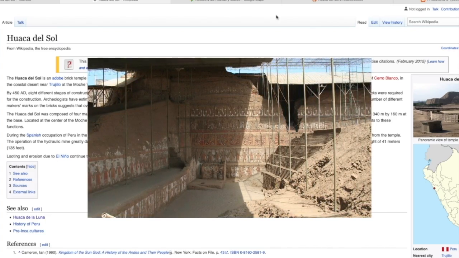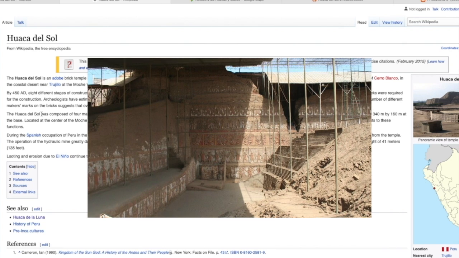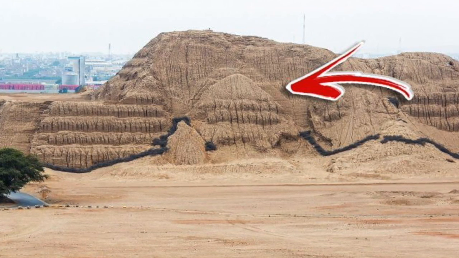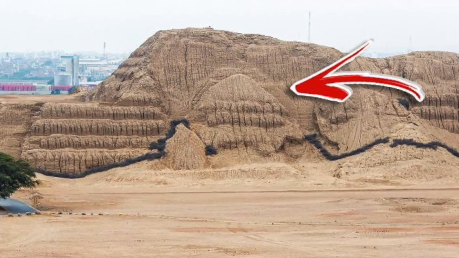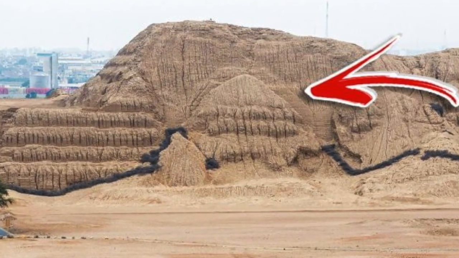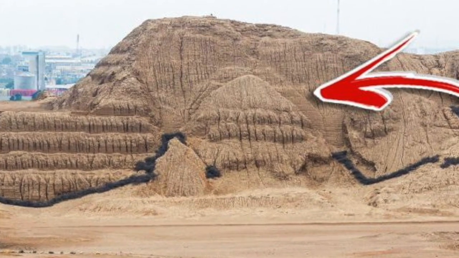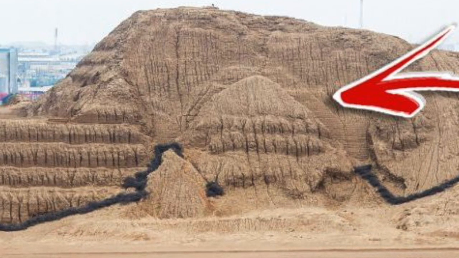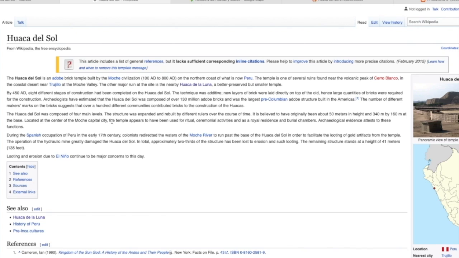They're very cute. The Huaca del Sol was composed of 4 main levels. The structure was expanded and rebuilt by different rulers over the course of time. It's believed to have originally been 50 meters high and about 340, give or take, at the base. Located at the center of the Moche capital city, the temple appears to have been used for ritual.